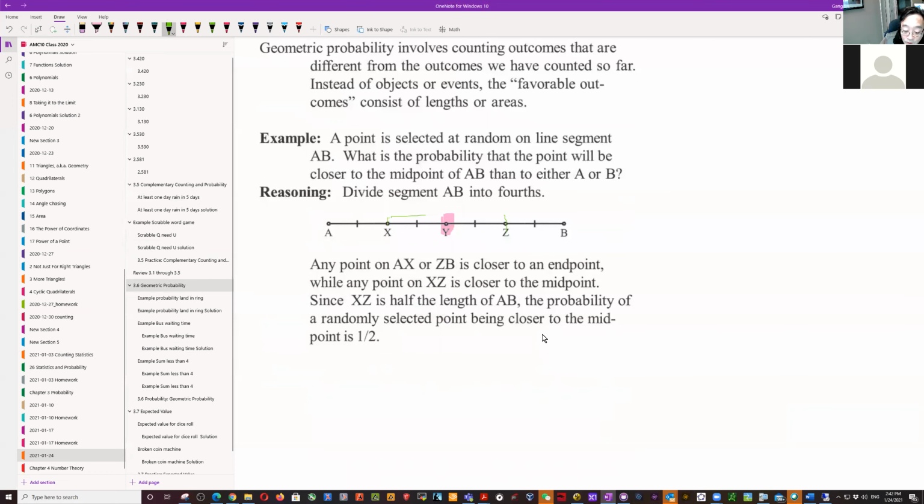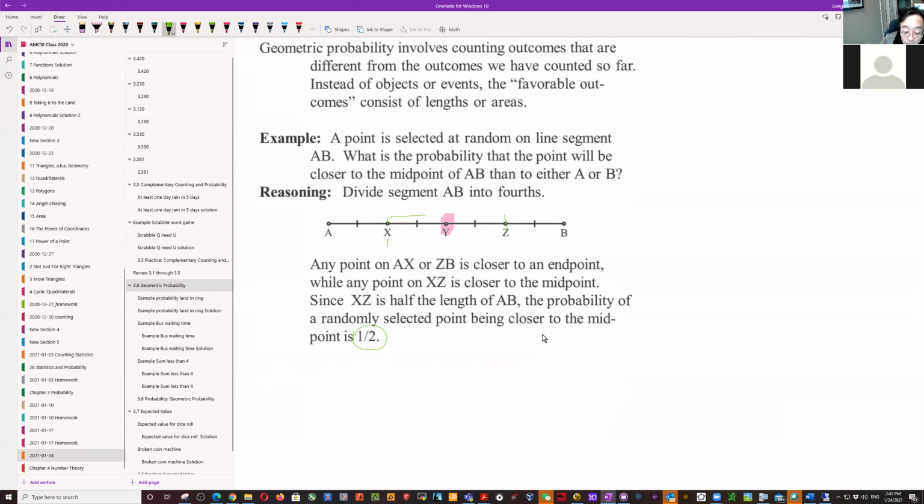So 1/2 of the chance it's closer to the middle point than further, and you also have 1/2 chance it's further from the middle point than closer to it.